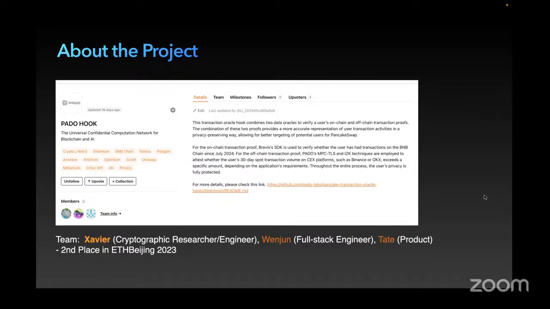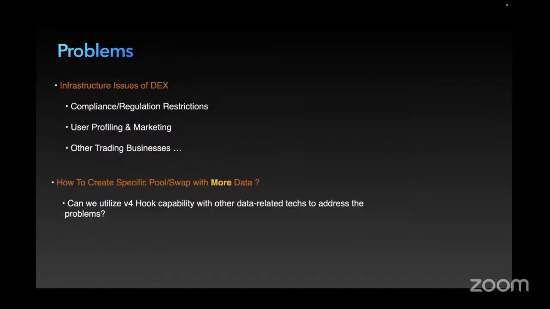So, some basic introduction about Pado Hook. We are trying to build a specific DEX using the power of Pancake V4 hooks plus the zkIKO processor, and also some other technology we call MPC-TLS. Let me first introduce the problem. There are a lot of issues relevant to decentralized exchanges, and among them, some problems are mainly related to the infrastructure layer.